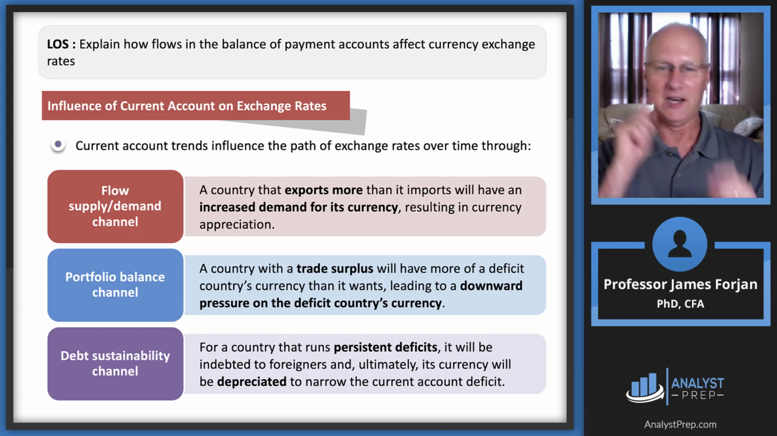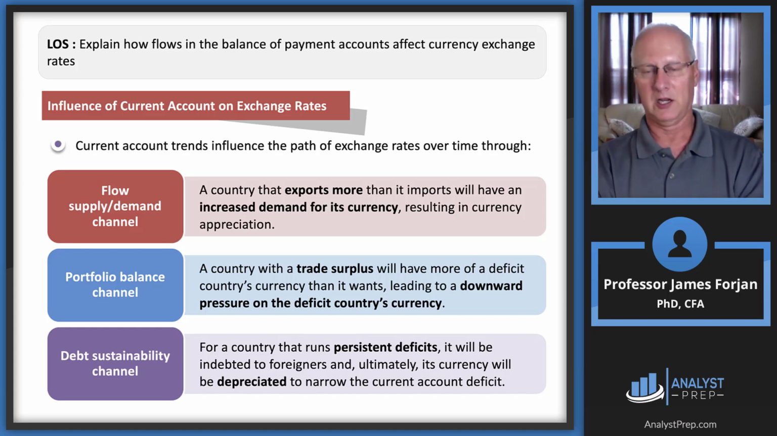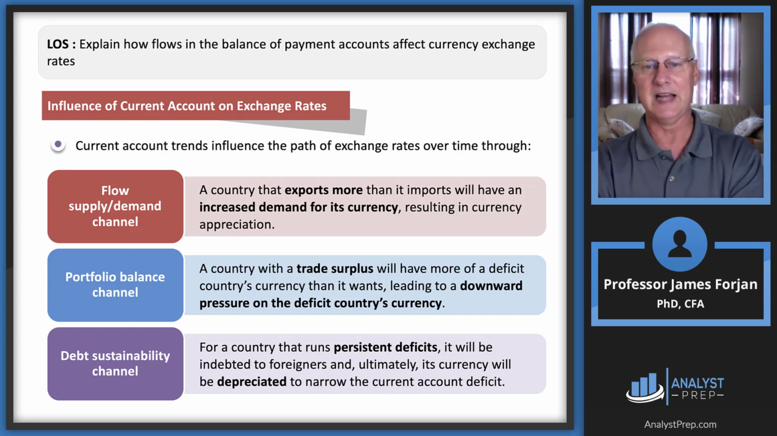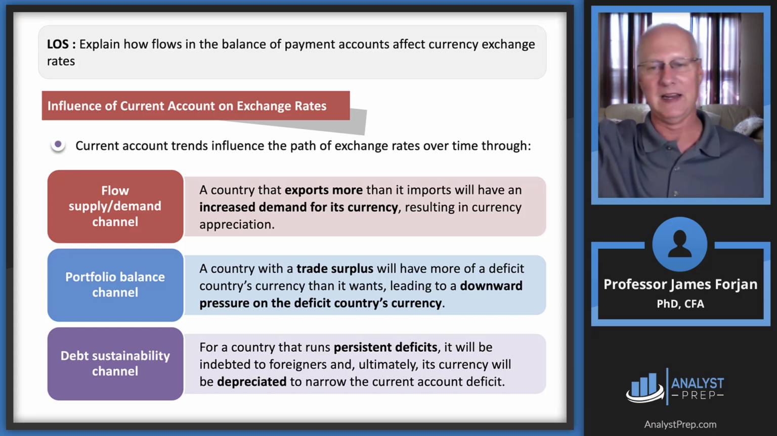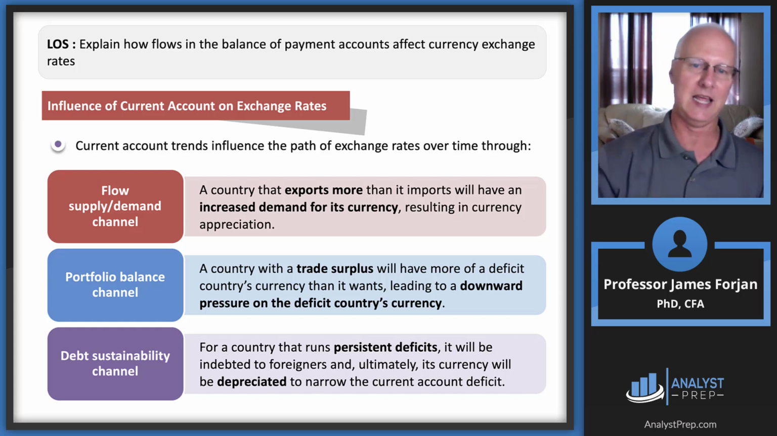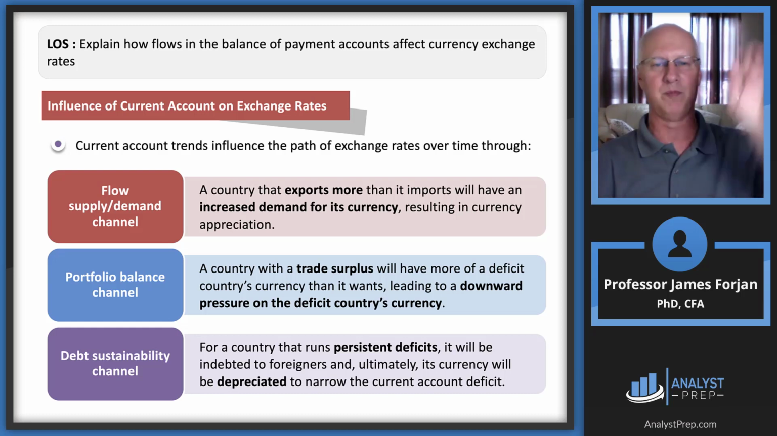Now, on the other hand, the similar example, but let's call this the portfolio balance channel: a country with a trade surplus will have more of its currency than it wants, right? The stack of US dollars is shrinking, but the stack of Canadian dollars, there's 1 million Canadian dollars there. So who wants all those? This puts downward pressure on the country's currency, the Canadian dollar. So you have this on both sides.